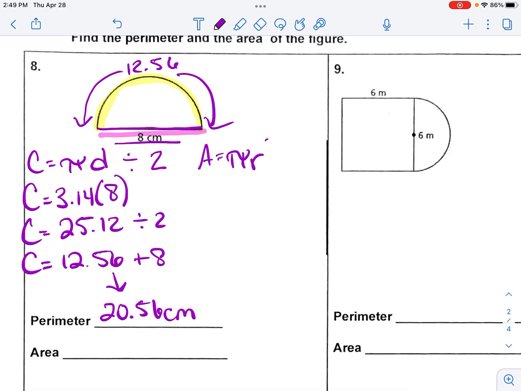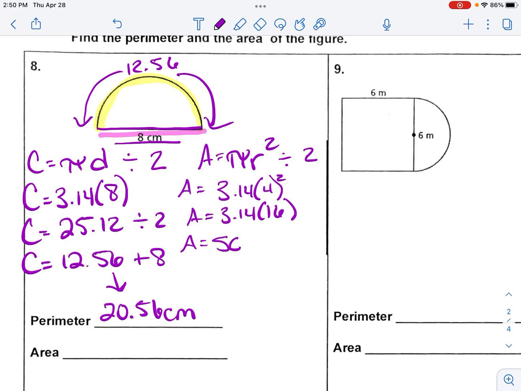Okay, and now let's talk about area. Area is pi r squared. That's for a full circle. Since it's a semicircle, we're going to divide it in half. 3.14. The diameter is 8, which means the radius is 4. We're going to square it. 4 squared is 16. Let me double check my work on this one. Yep. So we get area is 50.24. And again, we're going to divide it in half since it's a half circle. So we're going to get 25.12 square centimeters.